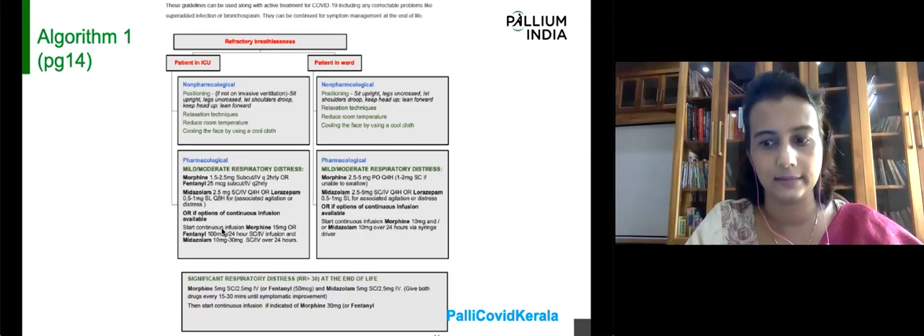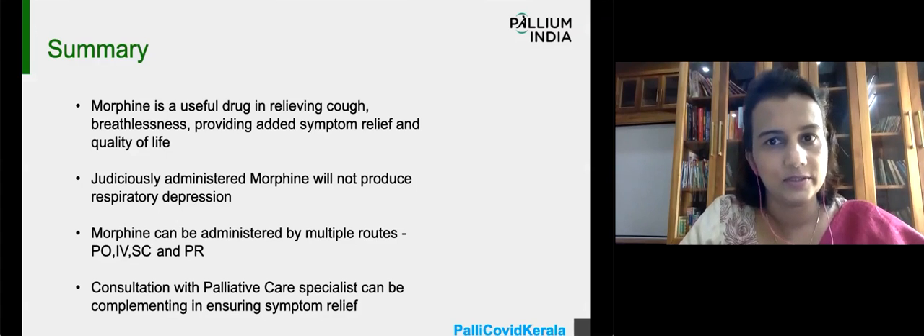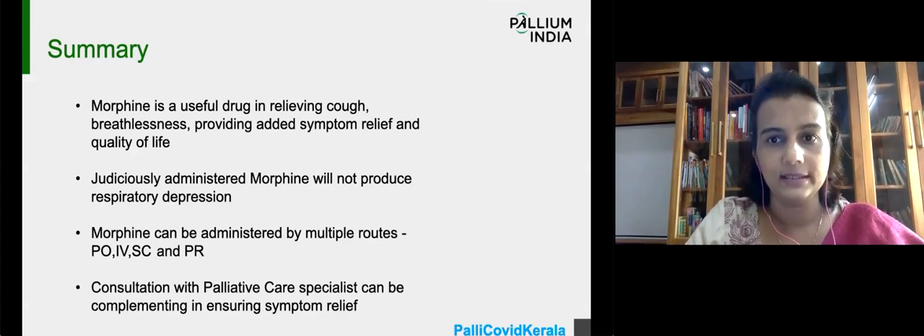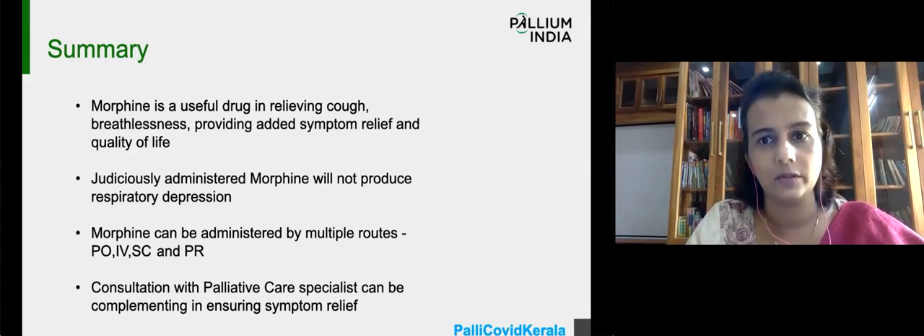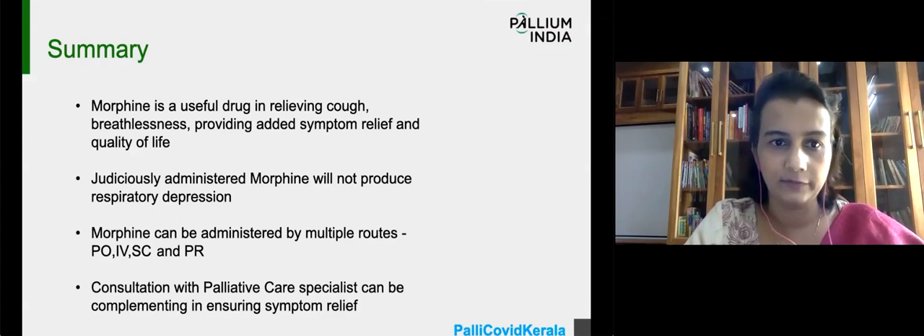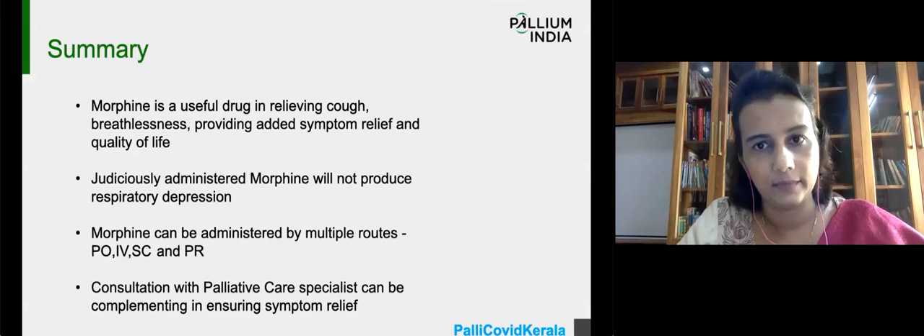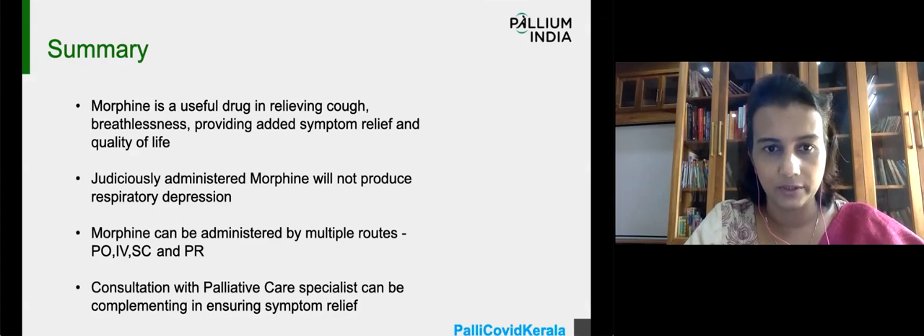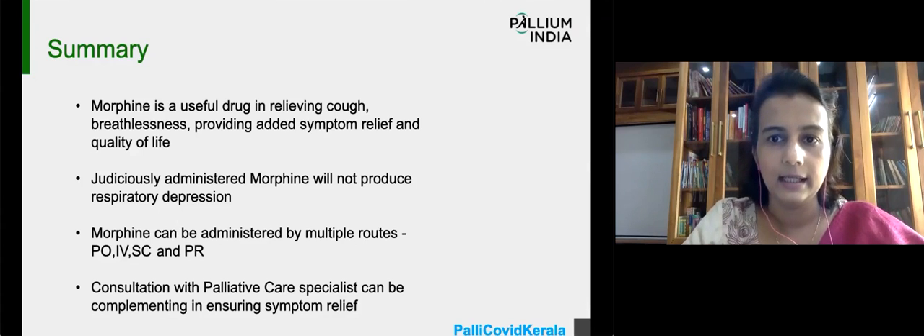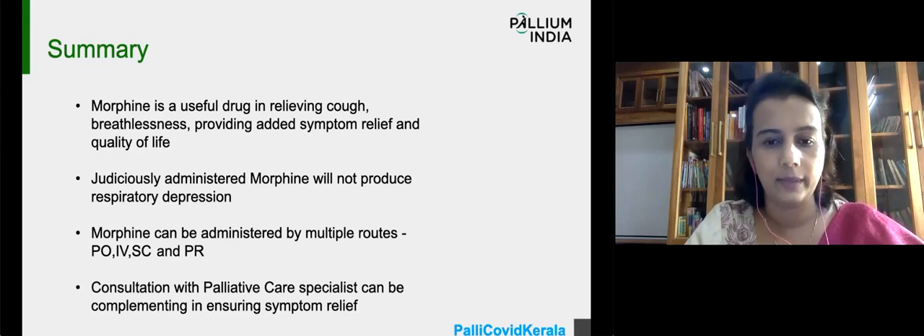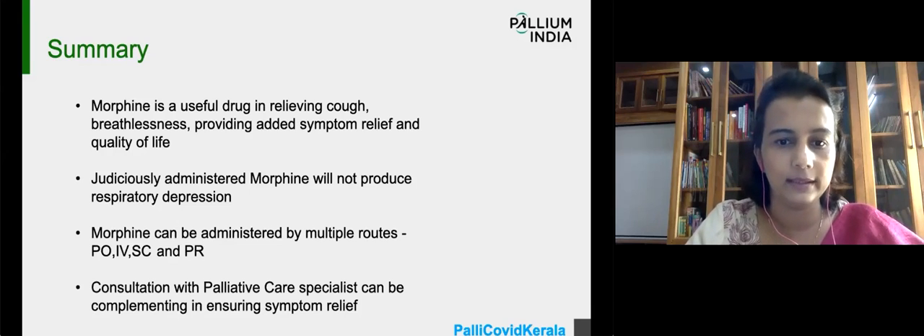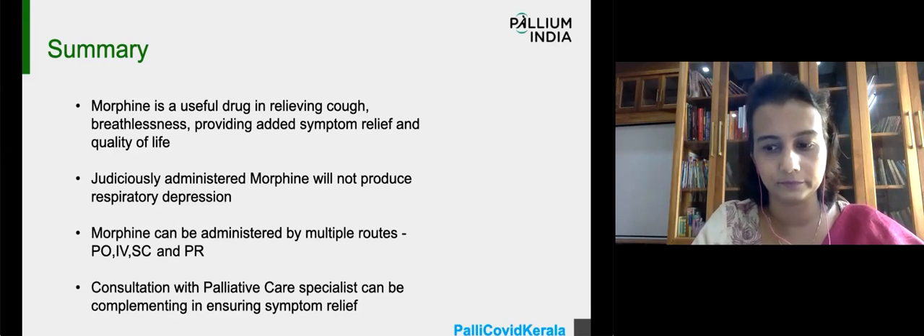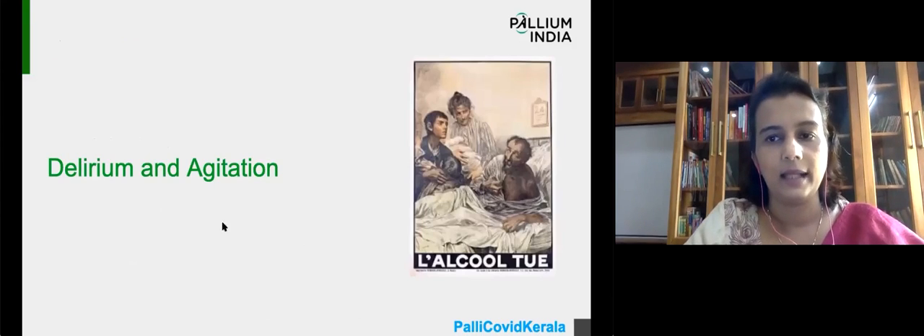where you're managing patients. So just to summarize the breathlessness bit, morphine is a useful drug in relieving cough and breathlessness, and it also provides added symptom relief and quality of life. And judiciously administered morphine will not produce respiratory depression. Morphine can be administered by multiple routes like peroral, IV, subcut, and PR route. And if the patient's symptoms are not getting settled, always consult with a palliative care specialist to complement it and to ensure symptom relief. We'll just move on to delirium and agitation.